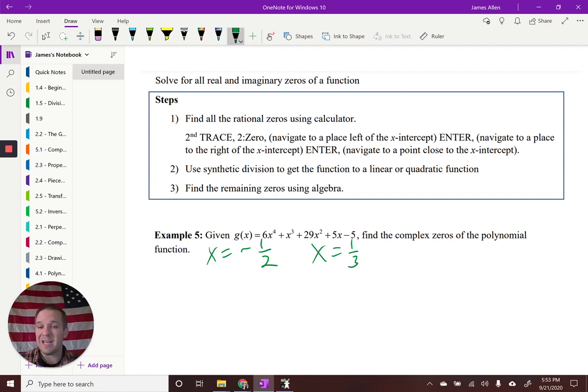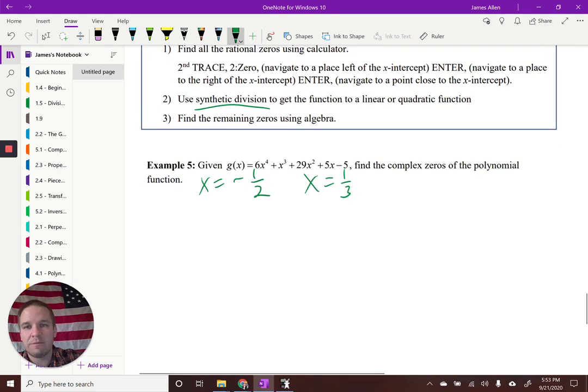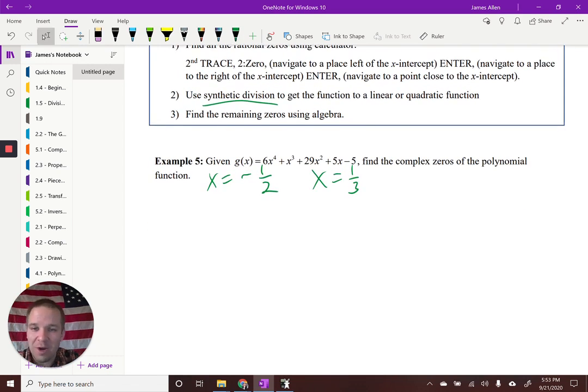So what we're going to do is we're going to do a bit of synthetic division now, right? That's our next step. Use synthetic division to get it to a linear or quadratic function that's left over there, right? But remember, it's all still a quartic function. We're just going to analyze that smaller part. Alrighty, so let's set up some synthetic division, and we got to be real careful here with fractions, make sure we don't mess it up.